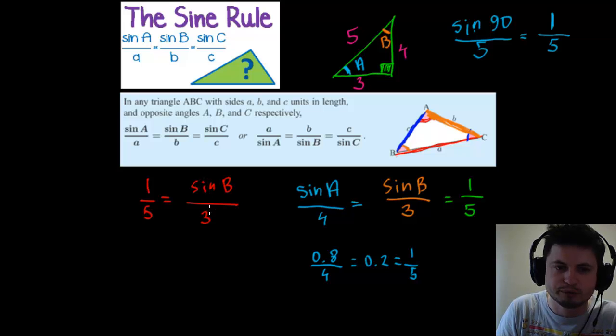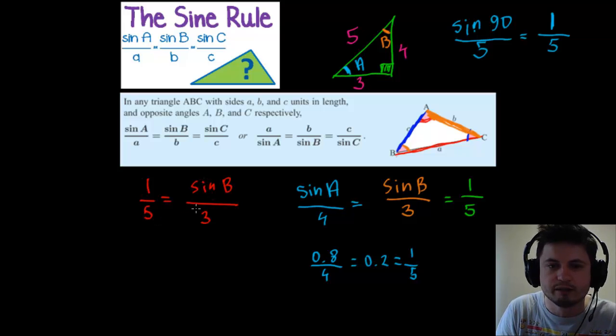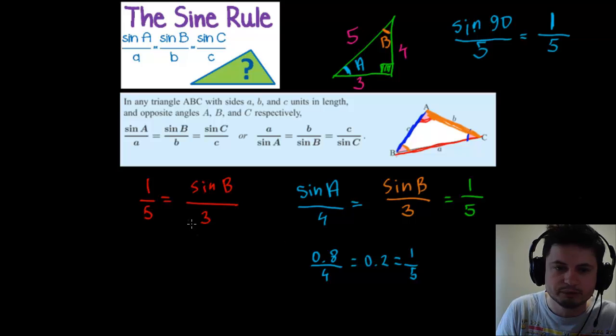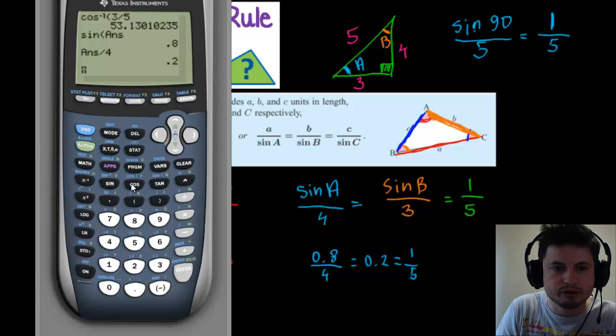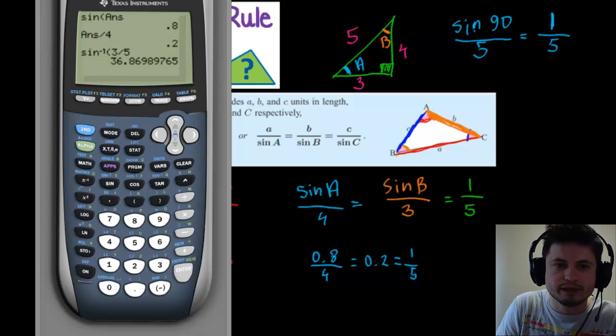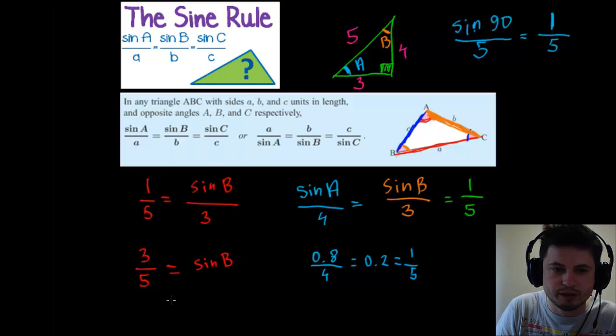So this ratio will equal this ratio. So can we find sine B? Of course we can. Multiply both sides by 3, and this will give you 3/5 equals sine B. In other words, we're looking for the inverse sine of 3 over 5. So inverse sine of 3 divided by 5 is going to equal 36.9 degrees.